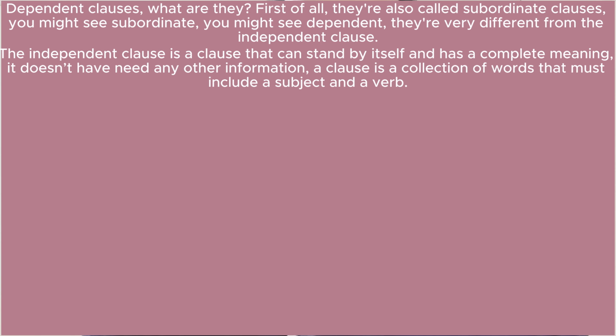Let's go to the main topics. So, dependent clauses. What are they? First of all, they're also called subordinate clauses. You might see subordinate, you might see dependent. They're very different from the independent clause. The independent clause is a clause that can stand by itself and has a complete meaning. It doesn't need any other information. A clause is a collection of words that must include a subject and a verb.